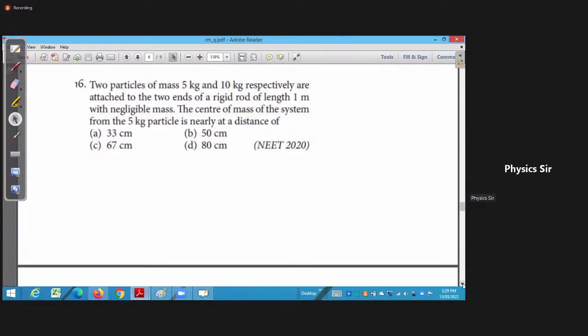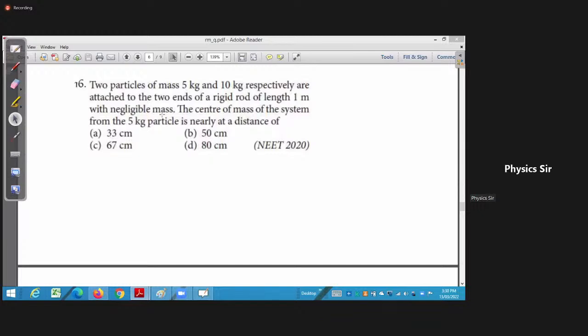Okay. So in this question they have said, there are two particles, one having the mass 5 kg, another having the mass 10 kg, attached to the two ends of a rigid rod having the length 1 meter with negligible mass. The center of mass of the system from the 5 kg particle is nearly at a distance of. Let's solve this. We have to find the center of mass. Center of mass sums are very easy. You can try simultaneously, no issue.